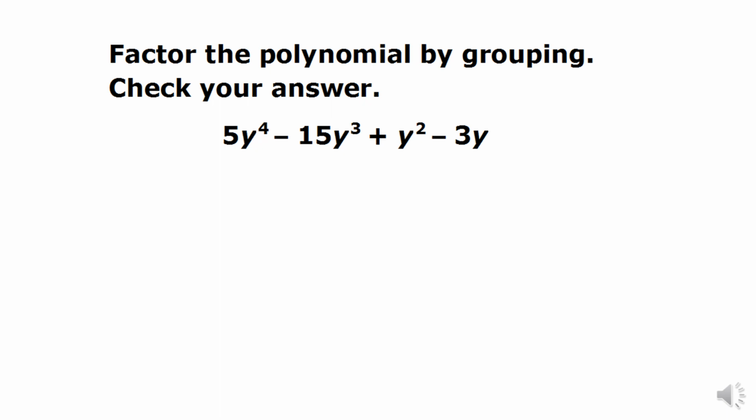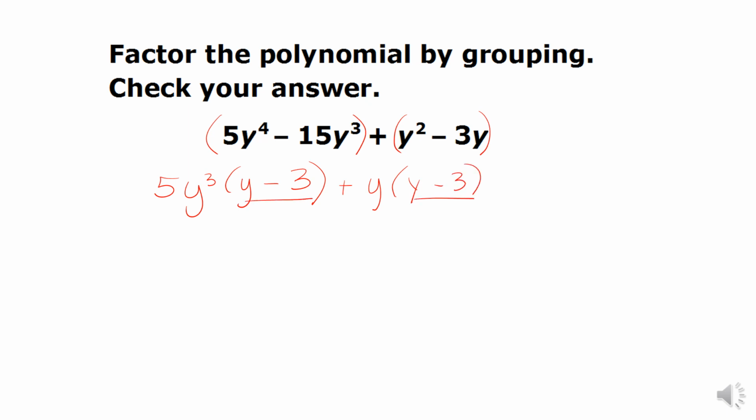Okay, with this one, it's already in the right order, so I don't have to rearrange. I'm going to put my parentheses to make my groups. Then I'm going to factor the GCF out of each group. So I'm going to factor out a 5y cubed, and I'm left with y. Then think about how you're dividing it. 15 divided by 5 is 3. Y cubed divided by y cubed is 1. Okay, over here, what can I factor out here? Just a y. So I get y minus 3. The whole goal is that you get a common binomial factor, so you should always look for that. Once you've done one, it's kind of a hint of what you're looking for in the second one.